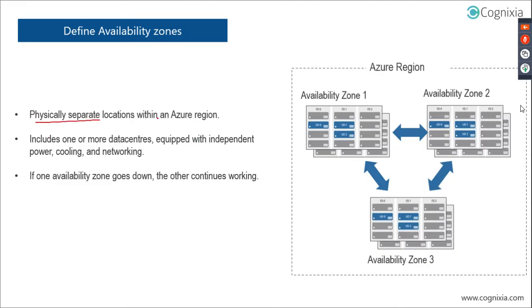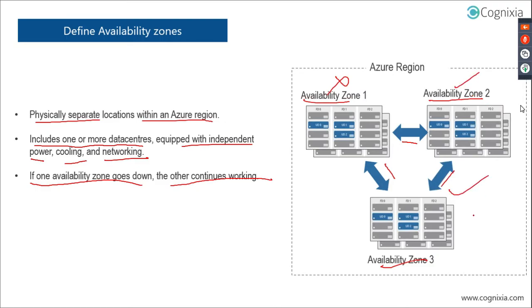Availability zones are physically separate locations, as I told you, within an Azure region. Inside our region we have multiple data centers, which are known here as availability zones. They include one or more data centers equipped with independent power, cooling and networking resources. They are all isolated power wise, cooling wise, networking wise and hardware wise. If one availability zone goes down, the other continues working. The different availability zones, or data centers, are interconnected with each other through low latency links, where I can create my resources. So if one availability zone goes down, my resources would still be accessible and up and running. There would be no downtime for my application with this solution.